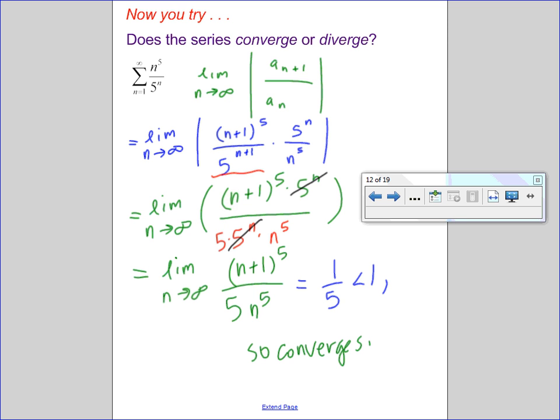Raise your hand if you got it to the 1/5. Did you get to the 1/5? Great. So we've got convergence by the ratio test.